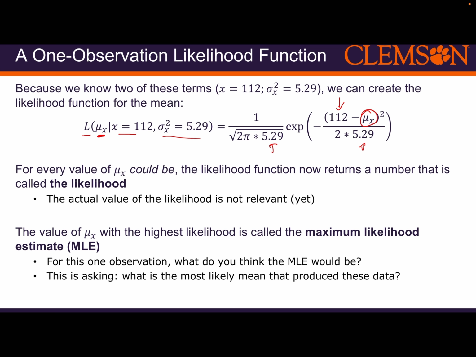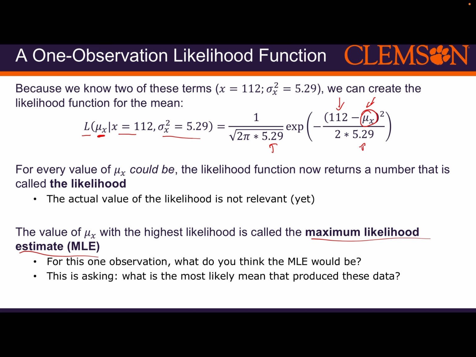So the actual value, just like in a PDF, the actual value of the likelihood is less relevant. It doesn't have a lot of meaning. It's all relative likelihood, but it's what we use to figure out what mean might be. Now, the value of mu that maximizes the curve, or that gives us the highest value, is called the maximum likelihood estimate. And there you have it. That's why it's called maximum likelihood.